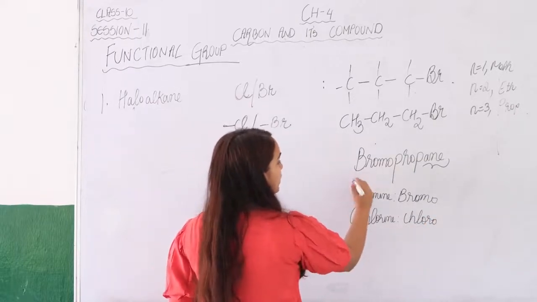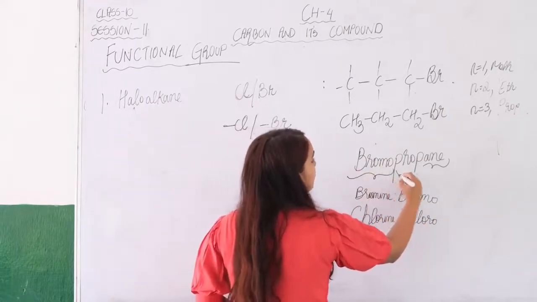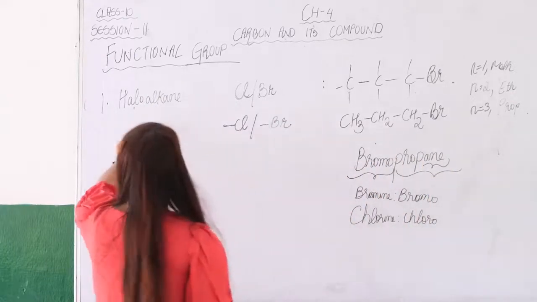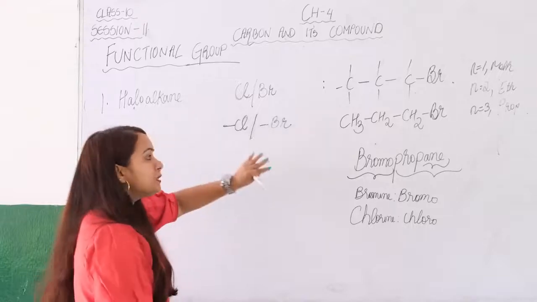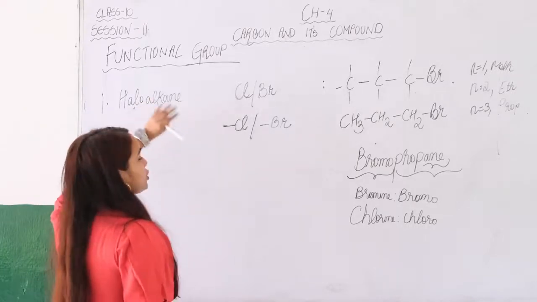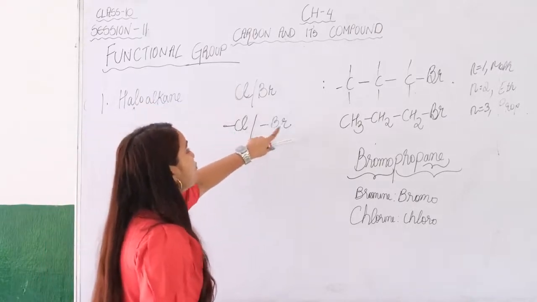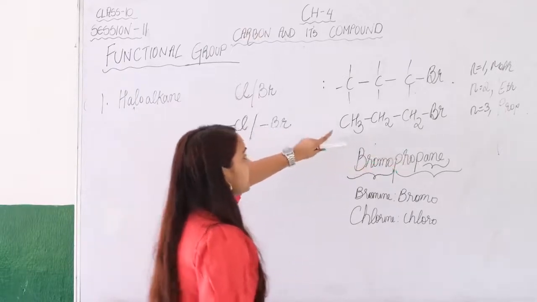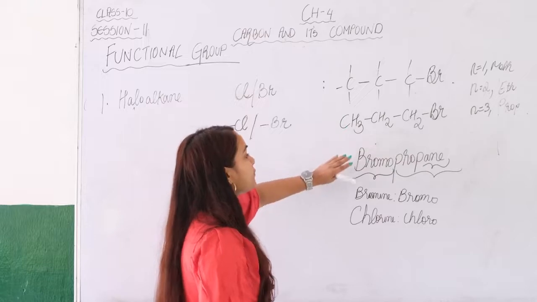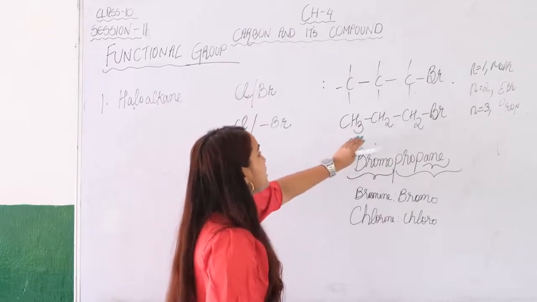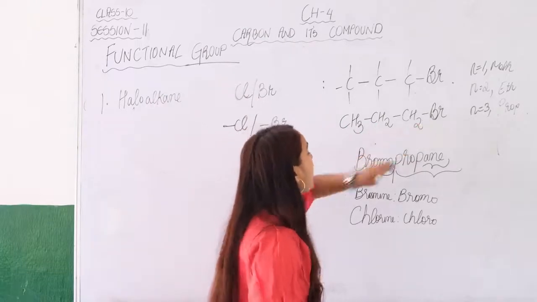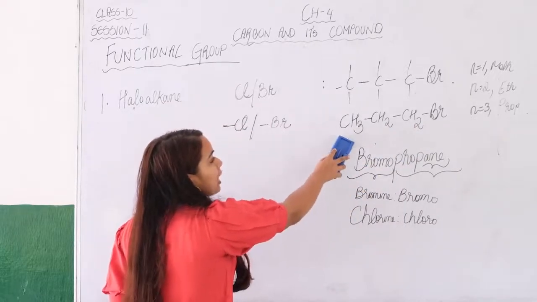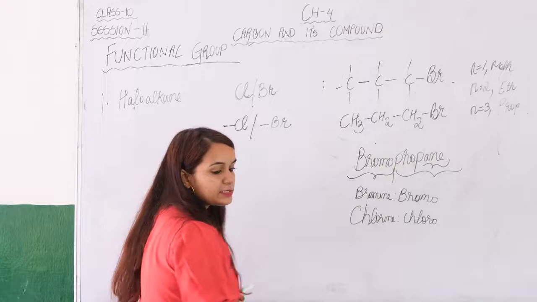So for halo we got bromo, and for alkane we got propane. So this is how the first functional group will come into play. The first functional group which we are using is chlorine and bromine. So upon placing the functional group on the alkane, we got the formula CH3, CH2, CH2Br, and the name bromopropane. We can also use 4 carbons, 5 carbons, 6 carbons in a similar way.